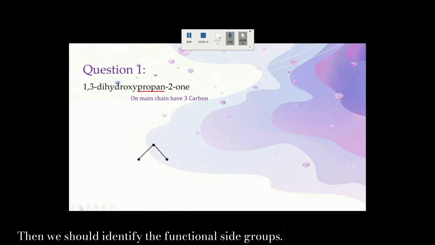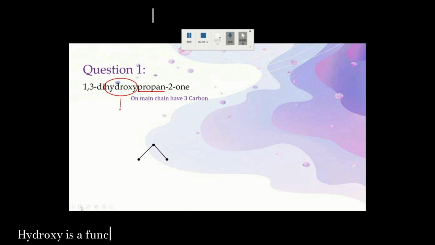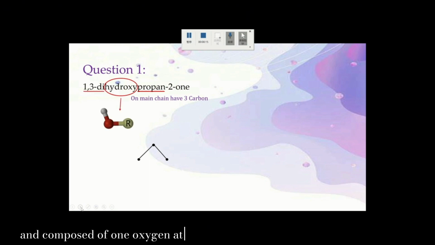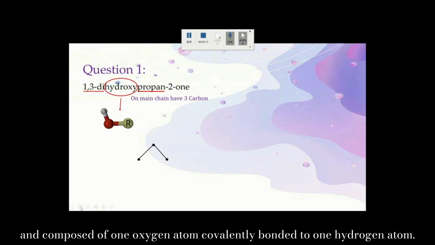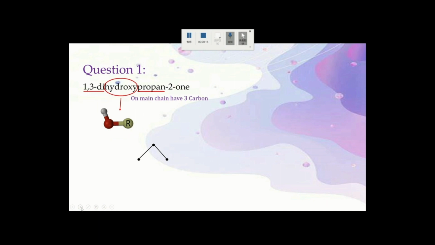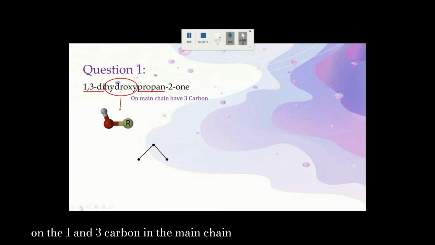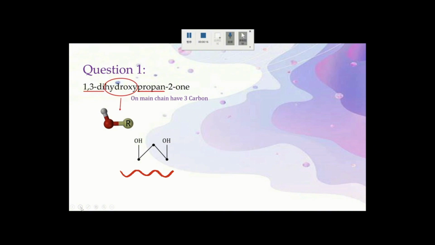Then we should identify the functional side groups. Hydroxy is a functional group with chemical formula OH, composed of 1 oxygen atom covalently bonded to 1 hydrogen atom, like this. The prefix 1,3-di means that there are 2 hydroxy groups on the first and the third carbon in the main chain. As a result, we should draw 2 hydroxy groups as functional side groups on the first and the third carbon in the main chain.